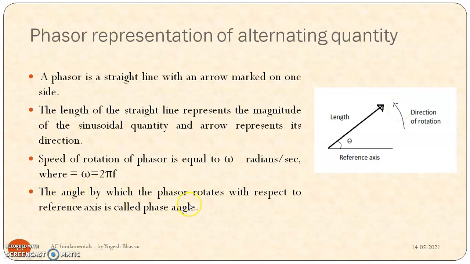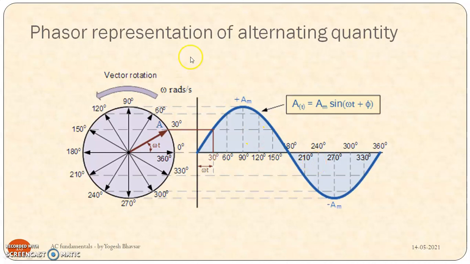The angle by which the phasor rotates with respect to the reference axis is called the phase angle. So this is theta with respect to the reference axis. Here we will consider the horizontal axis. So this is called the phase angle. Next, phasor representation of alternating quantity. So let us see in detail.